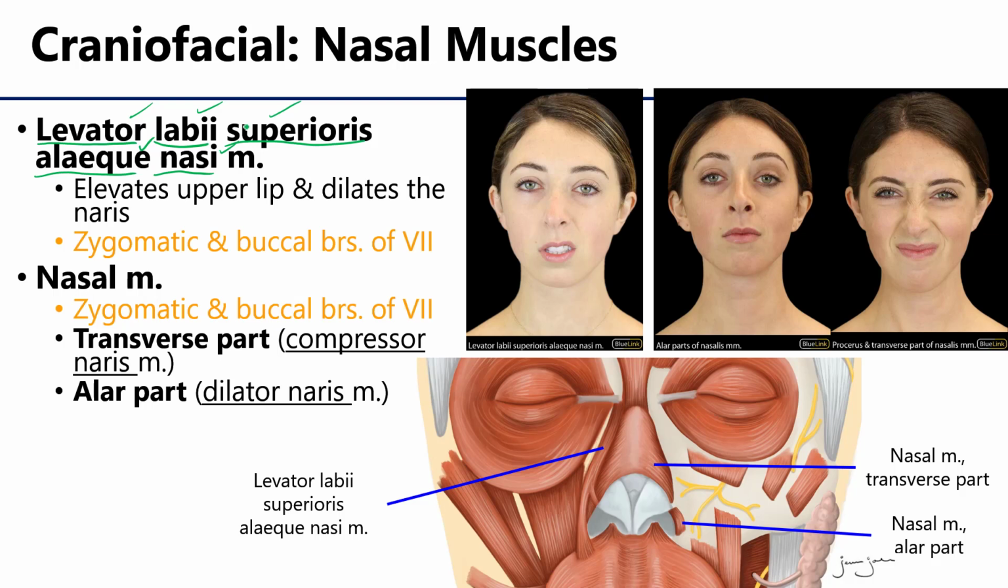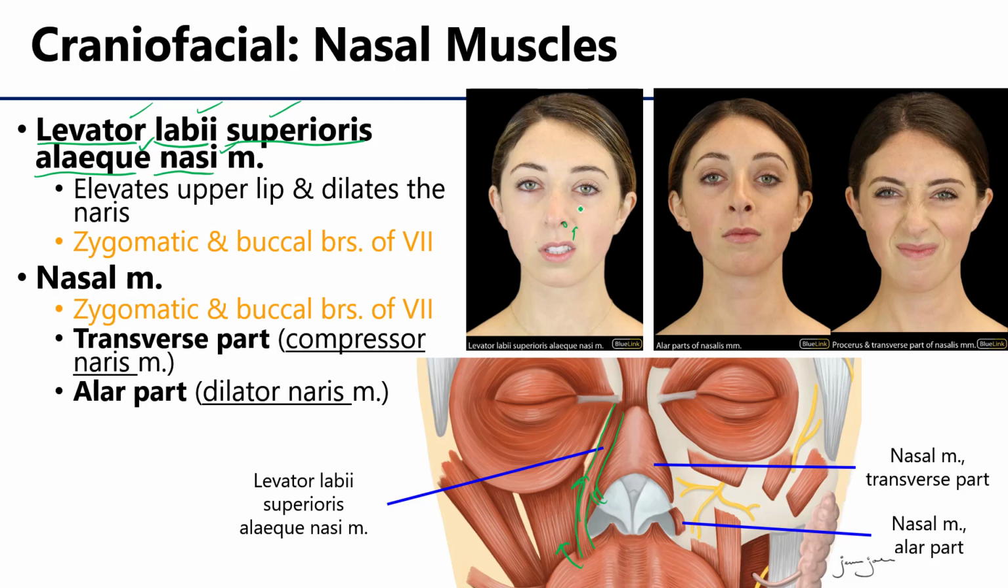There are two slips to this muscle. Let's look at it down here. Here's one slip that goes to the upper lip. There's another slip that goes out to the ala of the nose. So when this muscle contracts, it's going to both elevate the upper lip on that one side and it's going to dilate the nostril. We can see that here. There's the dilated nostril and here's the elevated upper lip.